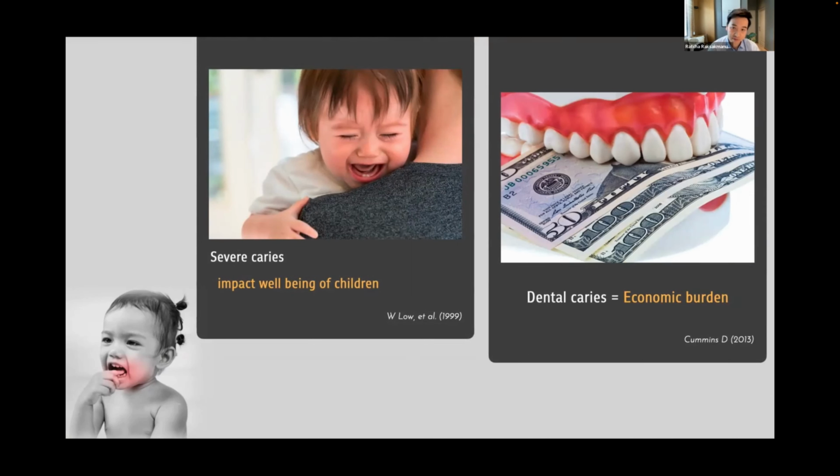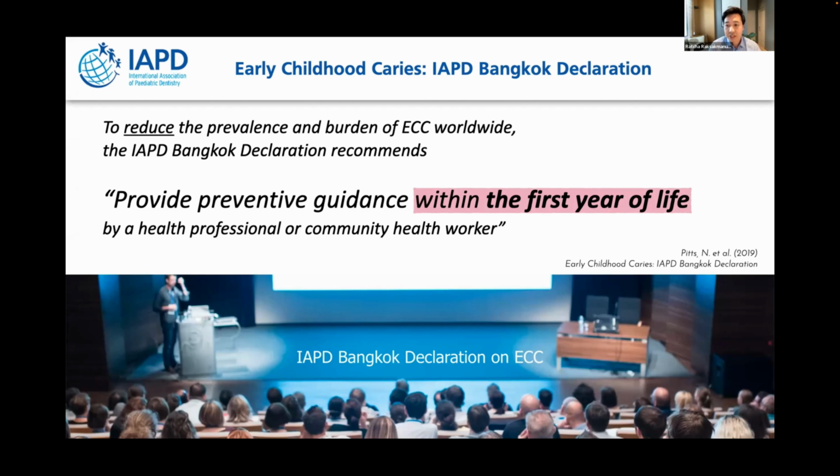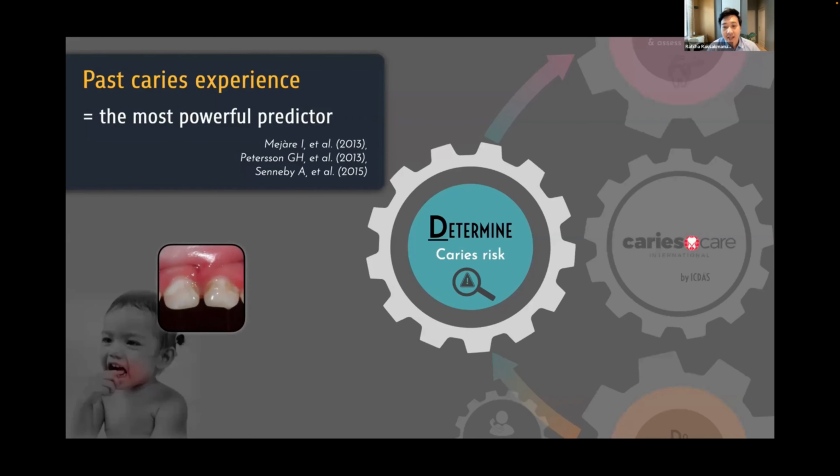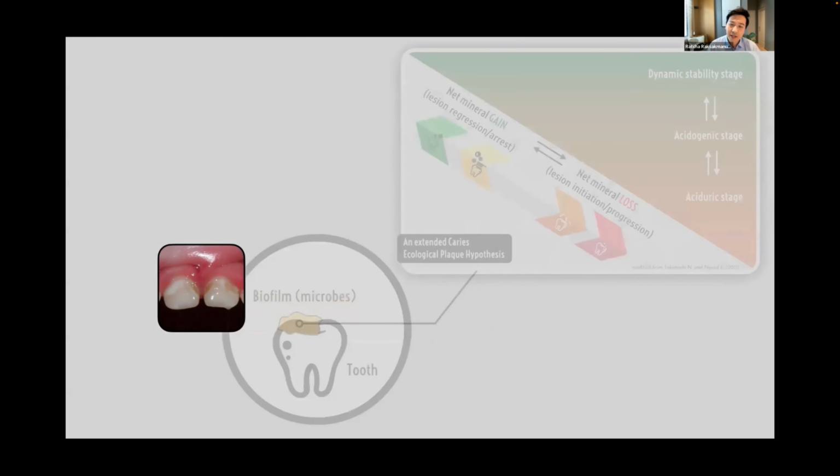The problem is we cannot provide the best prevention to every single child. So it should be targeted to the high-risk group using caries prediction. Unfortunately, the most powerful predictor that we have right now is the past caries experience. And that is not practical for 1-year-old children, as most of them might never have had caries before. So we need another predictor that is specific for 1-year-old children.